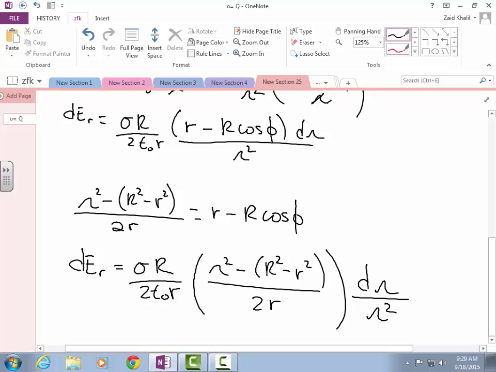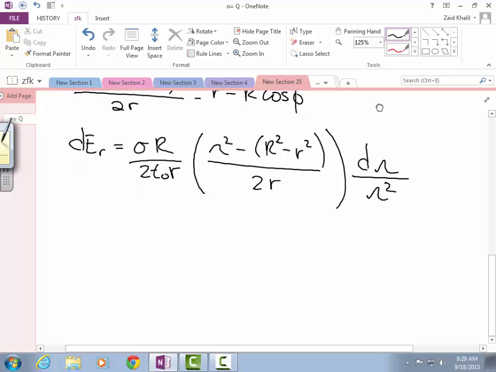Notice this is just getting to the point. We're right now at the point where we can begin integrating it. So we have dE little r is equal to sigma r, and I can factor this out, right? We get 4 epsilon 0 little r squared. And now what?